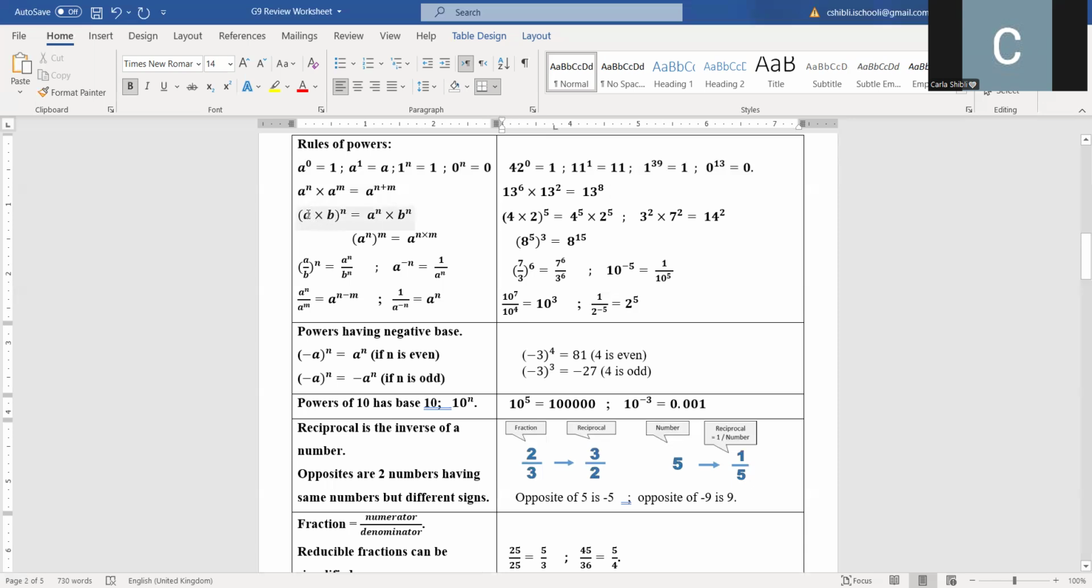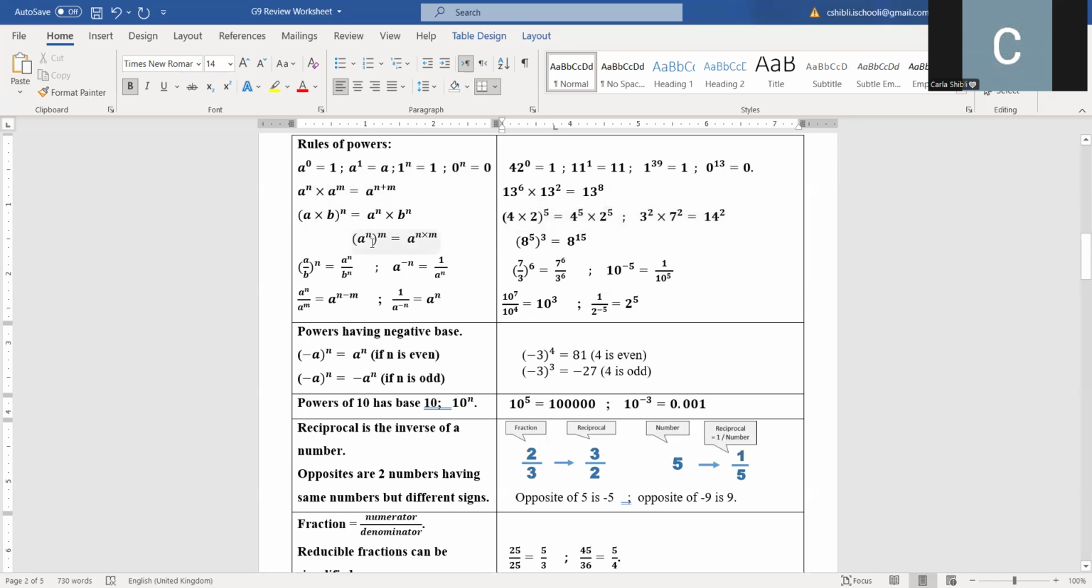A times B, all of it to the power n. Since inside the parentheses we have multiplication of two numbers, the exponent outside can be given to both numbers. So the rule is A to the power n times B to the power n. For example, 4 times 2, all of it to the power 5. 5 is given to 4, so we get 4 to the power 5 times 2 to the power 5.